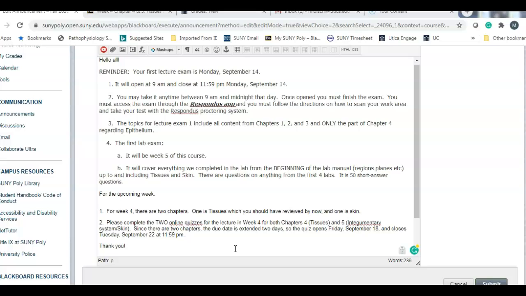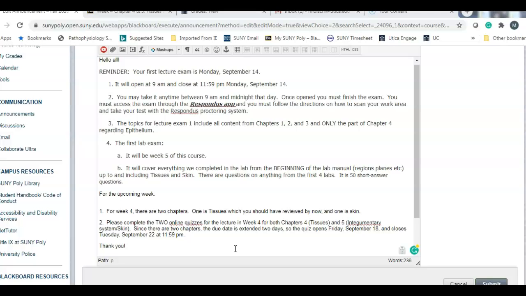They will be open September 18th, and I extended that because there's 2 of them to 11:59 p.m. Tuesday, September 22nd. Please note, the quizzes will open. You're not going to be able to see them in week 4 until they open on Friday, September 18th at 4 a.m. And then you will see them in there until Tuesday, September 22nd, 11:59 p.m. So please make sure you get those done. And that is just about it for the weekly announcement. It's pretty quick at this point.